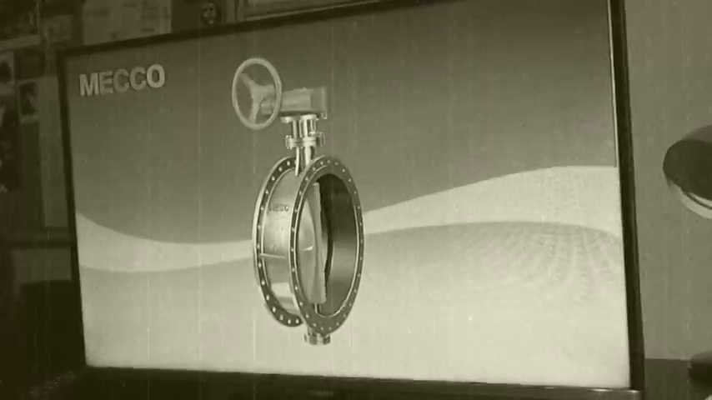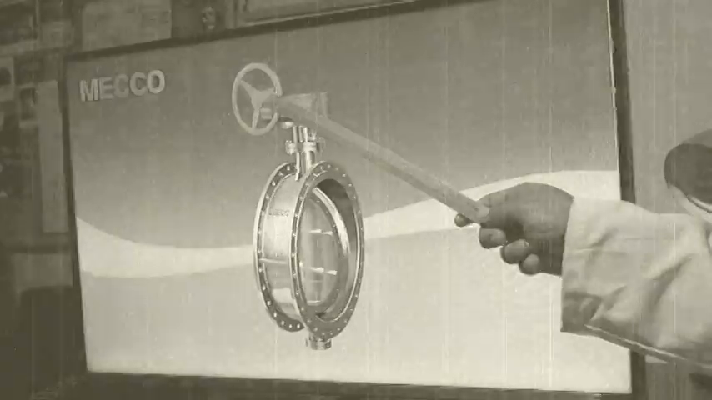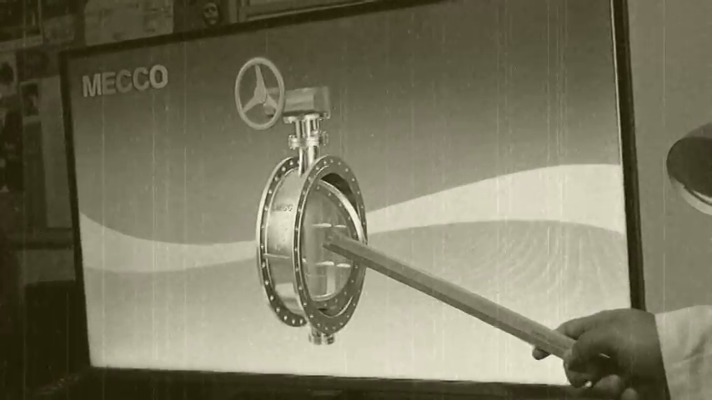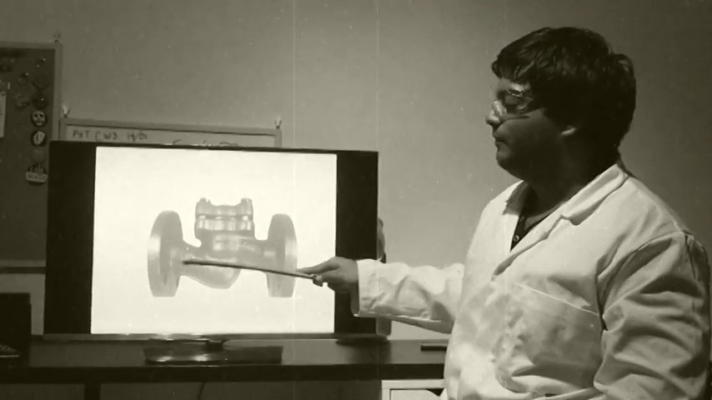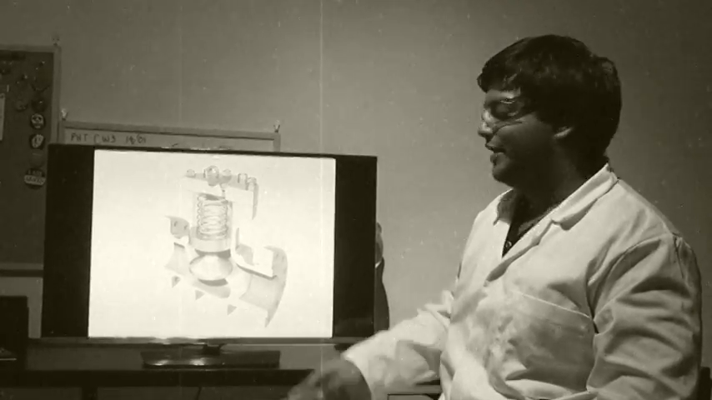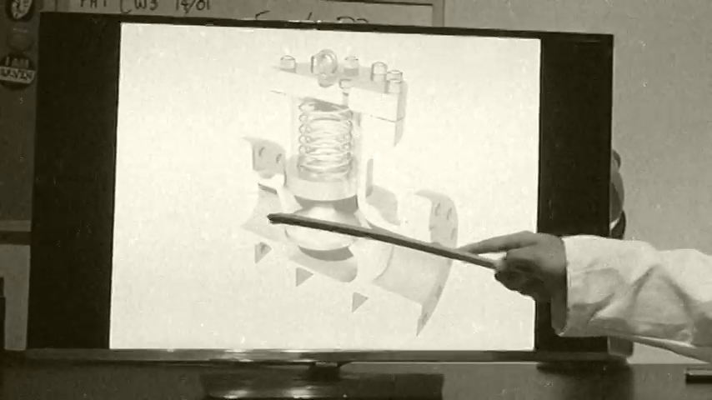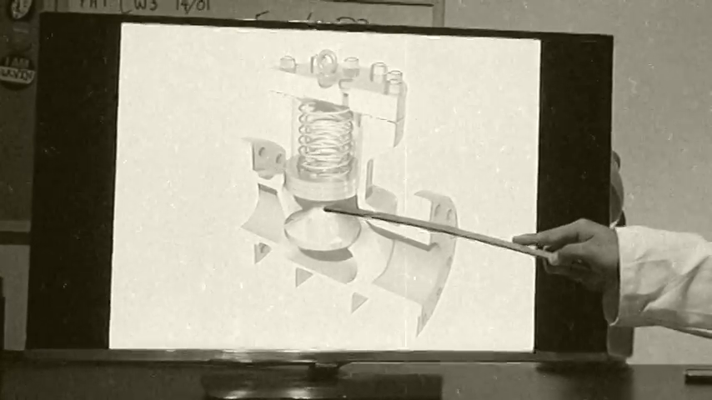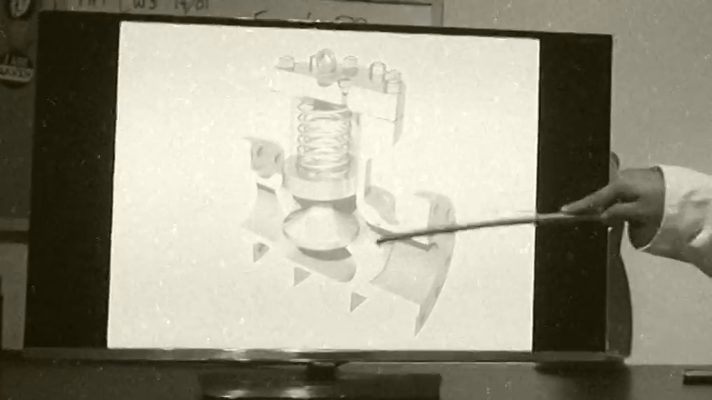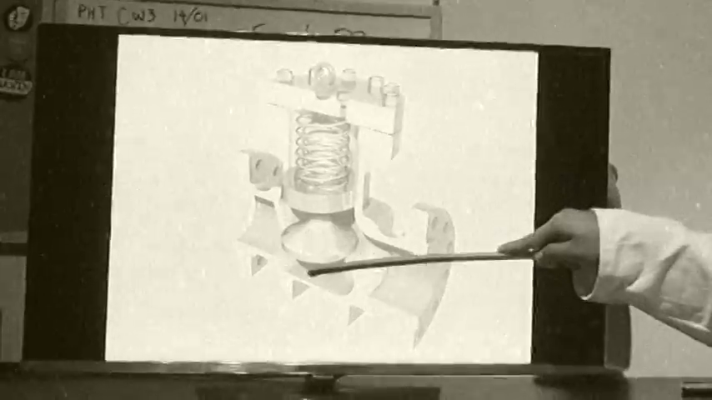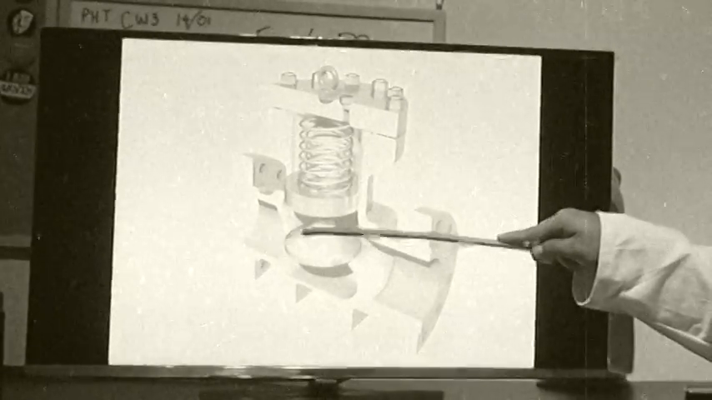This is how a butterfly valve works. When you open the lever, the butterfly plate opens and water flows in. Meanwhile, this is a non-return valve, which only permits water flow in one direction. So how it works is that water that flows into the valve pushes the spring up and continues to flow out. However, if water flows in from this direction, it pushes the spring down and it gets blocked, and therefore it cannot continue flowing out.